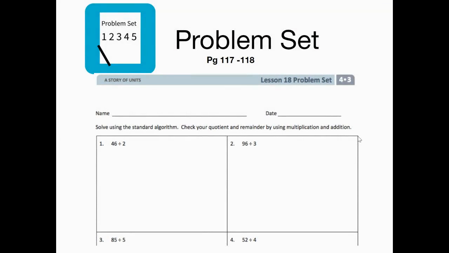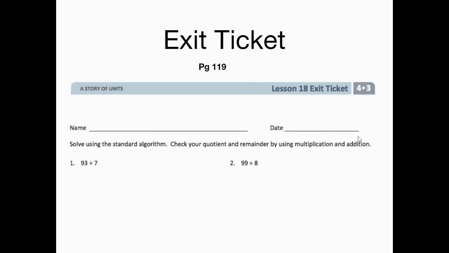Today, you're going to do your problem set, which is on pages 117 and 118. You're going to solve using the standard algorithm and check your quotient and remainder by using multiplication and addition. You can also do what we did before and use mental math to help you solve it. Your exit ticket is on page 119, and you're going to turn that in to your teacher.